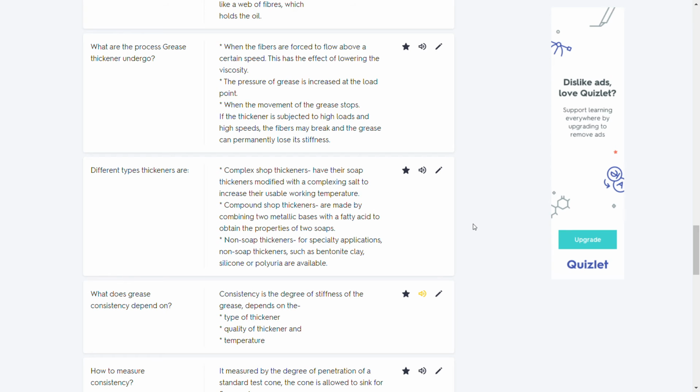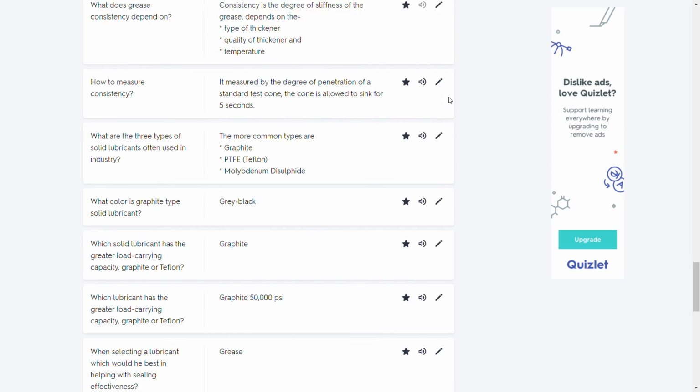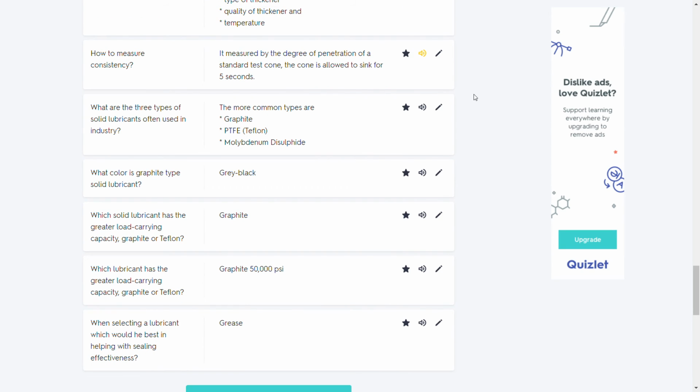What does grease consistency depend on? Consistency is the degree of stiffness of the grease, and depends on the type of thickener, quality of thickener, and temperature. How is consistency measured? It is measured by the degree of penetration of a standard test cone. The cone is allowed to sink for 5 seconds.